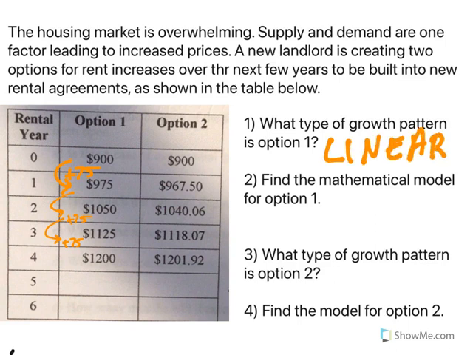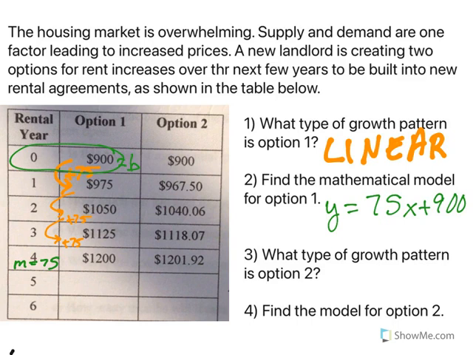And if it's linear, that means my slope is 75 because that's the constant change. And we know at year 0, the initial, there's my y-intercept. So the mathematical model would be y equals slope times x plus 900, right? Rent is increasing $75 each year. That's what that says. Great, love this for us.